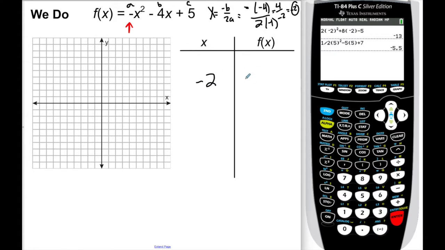Nice. Okay. So what's our easy point? You have to have this right on every single graph. You need to have 0. Okay, 0 goes with 5. Okay.